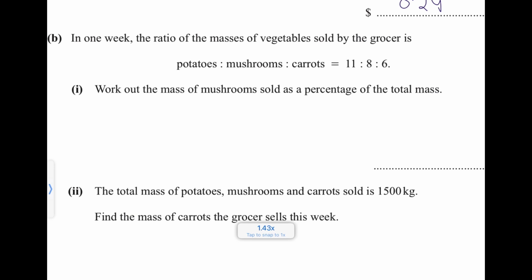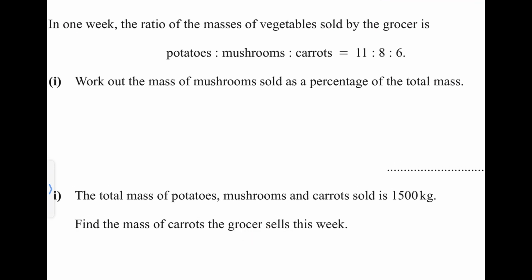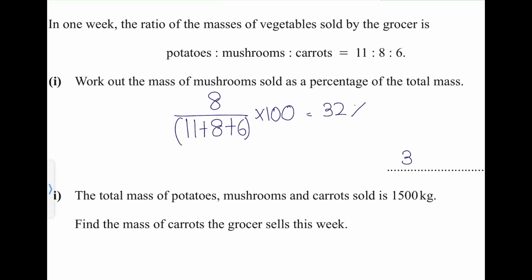Work out the mass of mushrooms as a percentage of the total mass. So how many mushrooms over the total mass? Mushrooms, as you can see, the ratio is 8. The total will be 11 plus 8 plus 6. Just need to put them into brackets and multiply by 100. Simply put this in a calculator: 8 over (11 plus 8 plus 6) times 100, which is 32%. So effectively, all they're asking is how much the mushrooms make up of the total percentage of the vegetables sold.